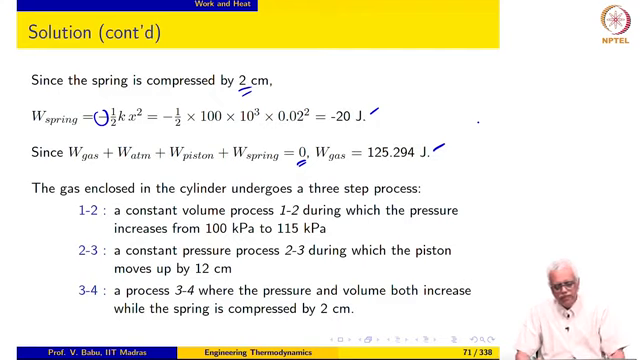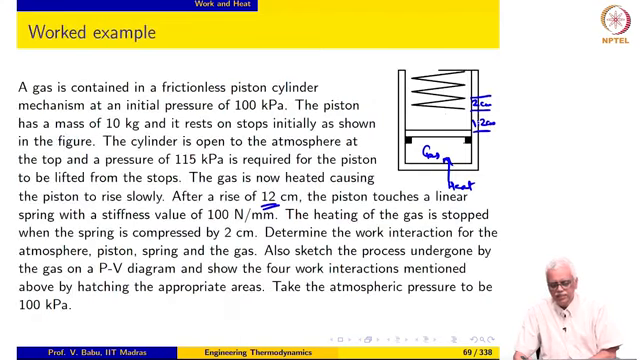Now, if you look at the process that is undergone by the gas in the cylinder, we can appreciate that it is a 3-step process. So, initially the cylinder is at a pressure of 100 kilopascal. Okay. So, now we start adding heat. Until the pressure increases to 115 kilopascal, the piston remains at the same position, which means the volume occupied by the gas remains constant. So, that means from 100 kilopascal to 115 kilopascal, the gas undergoes a constant volume process.